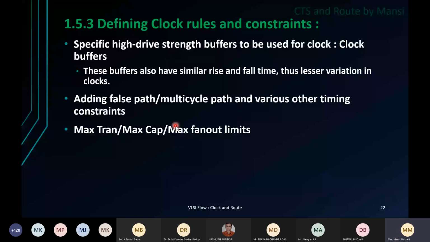Okay. Is everybody able to hear? Yes, it is faster. Yes.